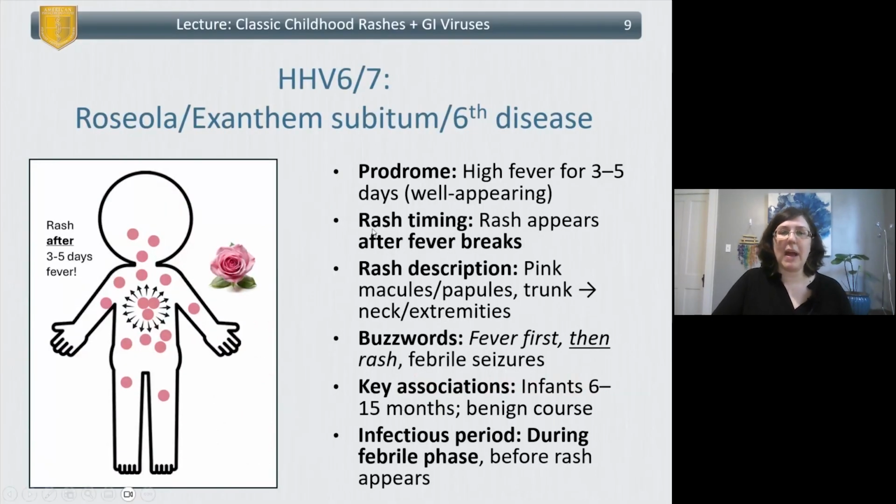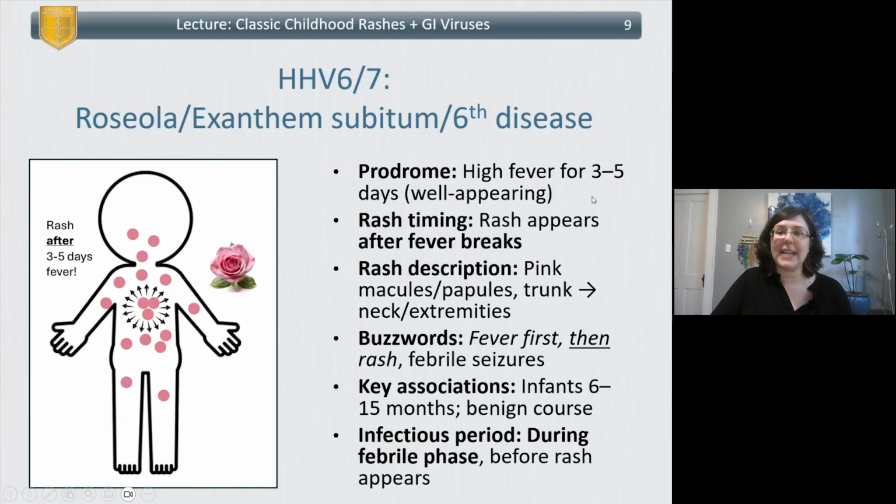All right, let's talk about HHV6 or 7, also known as Roseola, also known as exanthem subitum, and also known as Sixth disease. And the reason why I give you all of these names is because unfortunately they are used interchangeably in questions and in the literature. And so these are all equivalent to each other.